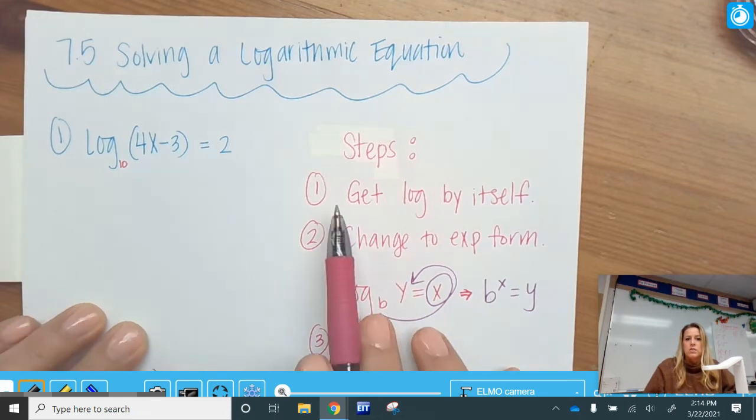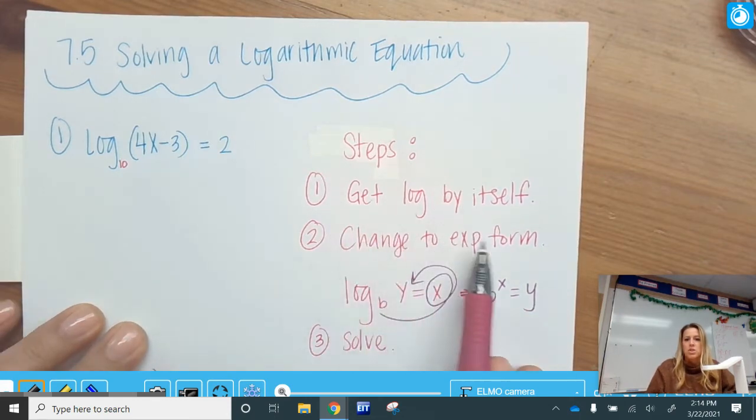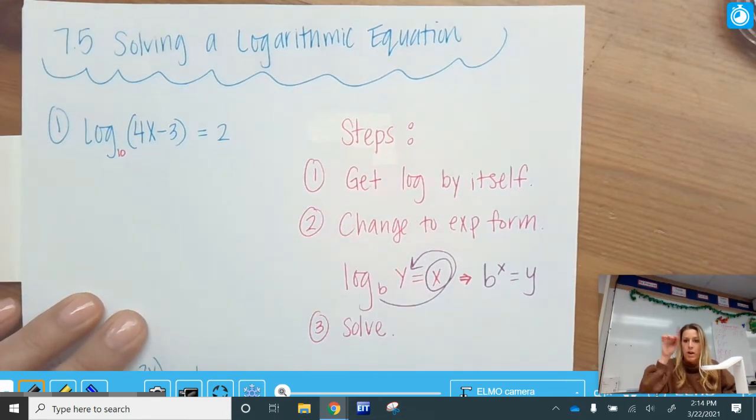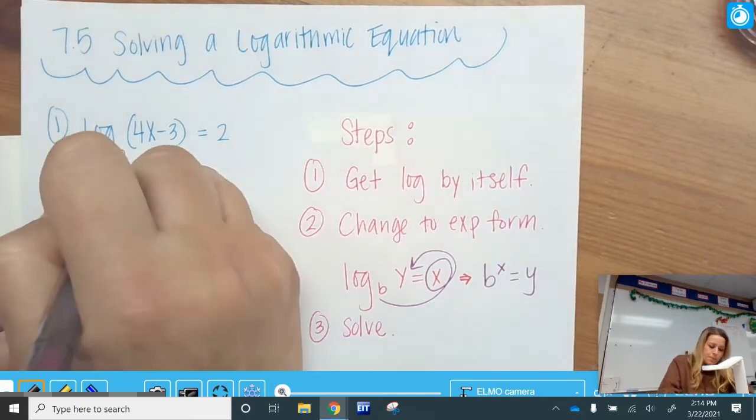So the first thing you're going to do is get the log by itself. The second thing you're going to do is change to exponent form. So you're going to do that little around the world, the little loop-de-loop. Okay, you're going to do that, and then once you get there, you should be able to solve. So let's see what happens when we do that.